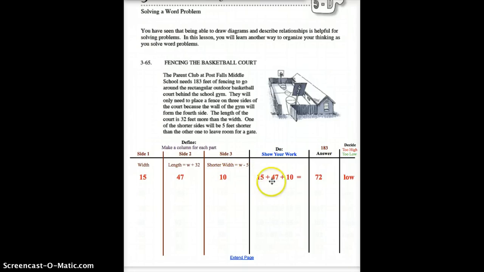When I take 15, I add that to 47 and add that to 10 to get the perimeter of this, which is how much fencing you would need. The fencing covers the perimeter. That would equal 72 feet. Holy cow, that's way too low. So I need to pick a bigger number. So let's pick a bigger number here.